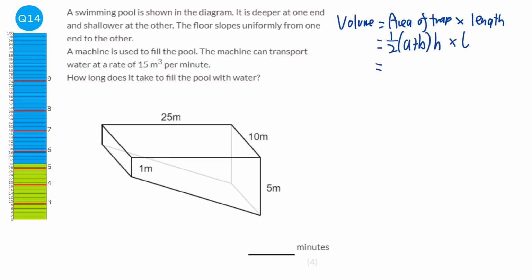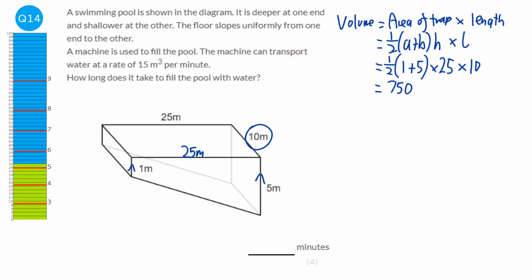Now a and b are the 2 parallel sides, which will be this one and this one. And then the h is the perpendicular line that hits both of them at 90 degrees, which is what perpendicular means, between the bases. So this will be the 25 meters here. So it's going to be half, and then we're going to add 1 and 5, times that by 25. The length is how 3D it is, so it would be that 10 there. So we're going to times that by 10. And that will give us 750. So it's 750 meters cubed.